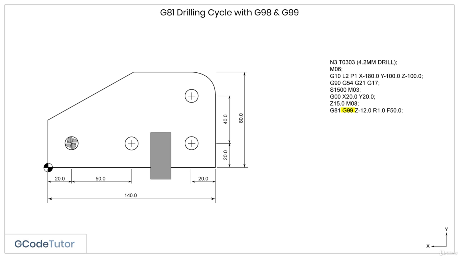When we add a G99 to our G81 line, the tool retracts to our R value, in this case 1mm above the surface of the material. If we don't insert a G99 here, it will still retract to R1.0. If we don't add the R1.0, most machines will retract to the 15mm of the Z movement above that line.